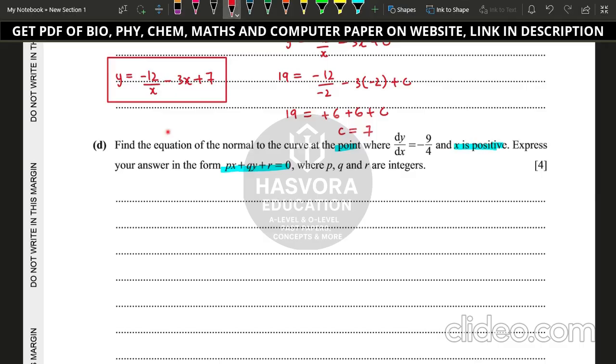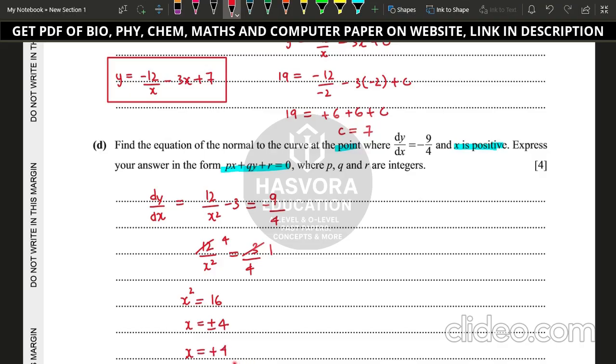So first of all, let's find the point. dy by dx, the equation for it was 12 over x square minus 3, and now it is equal to minus 9 by 4. If you just rearrange it, this will become 12 over x square is equal to minus 9 by 4 plus 3, so it will become 3 by 4. Now let's just cancel this 3 with 12, and this will become 4. So 4 fours are 16 is equal to x square. This will become x is equal to plus minus 4. So it is positive, this means x is equal to plus 4.